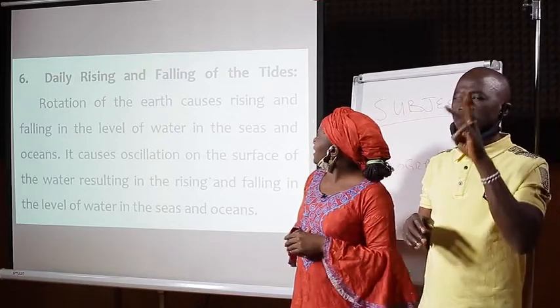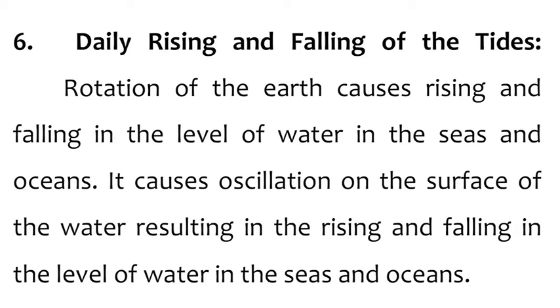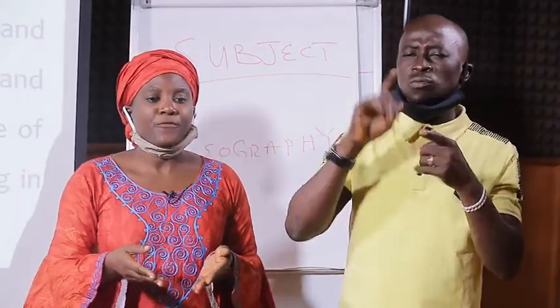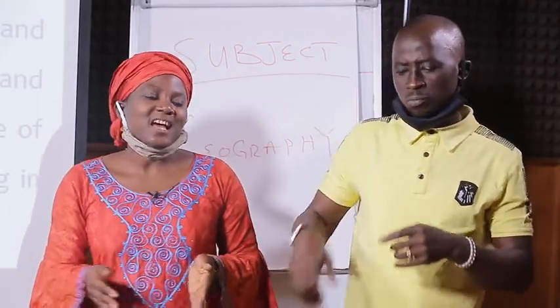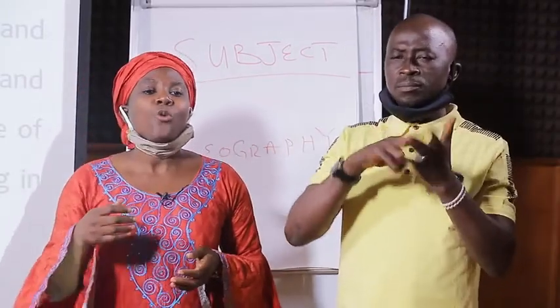6, we have daily rising and falling of the tides. So rotation of the Earth causes rising and falling in the level of water in the seas and oceans. It causes oscillation on the surface of the water, resulting in the rising and falling of the level of water in the seas and oceans. A good example is when you go to fetch water in a container, preferably a pail or a bucket. When you pick it and you're going, the water starts to move from one direction to the other. That is what we refer to as oscillation.